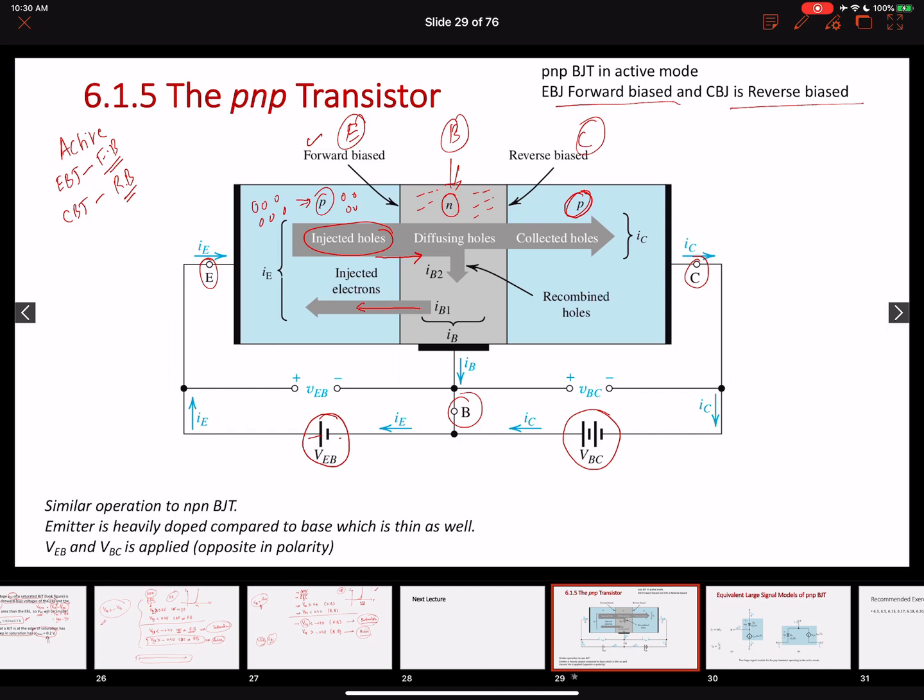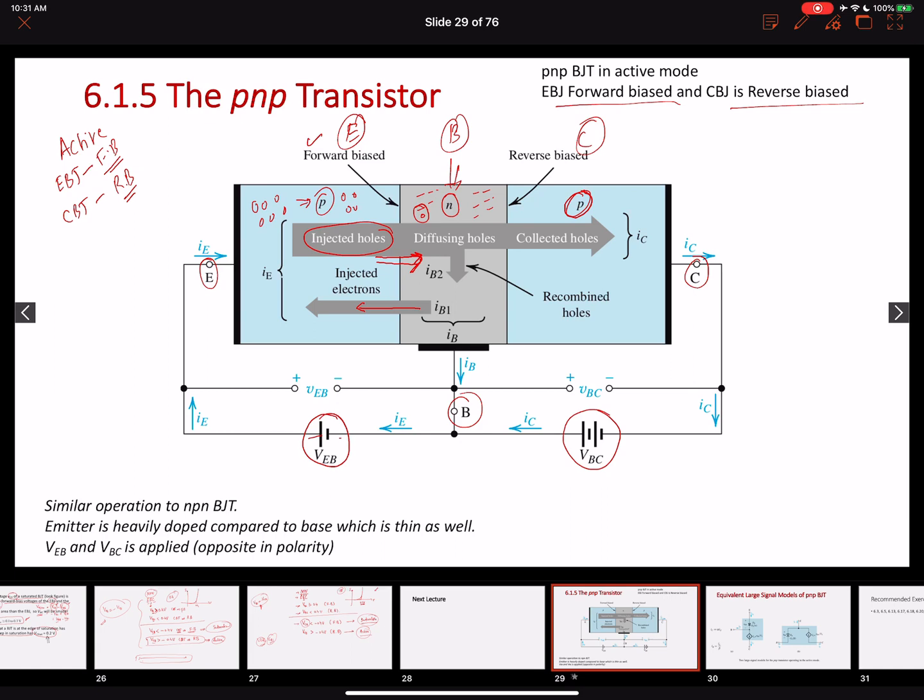So what will happen to these holes that were injected from the emitter to the base? Some of these holes will combine with these electrons and be neutralized in a process known as recombination. Exactly the same thing is happening as in the NPN transistor, except the charge carriers are complementary. So for a PNP, some of the holes injected from the emitter to the base will combine with the electrons in the n-type base, and will be lost or neutralized in a recombination process.